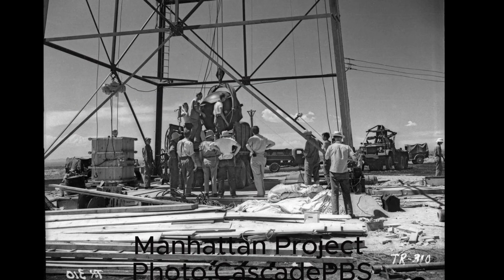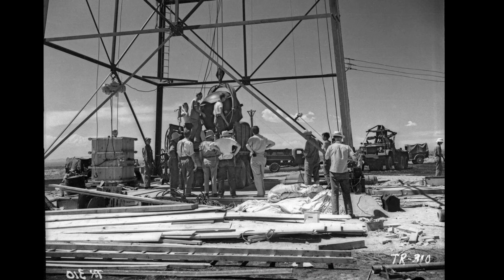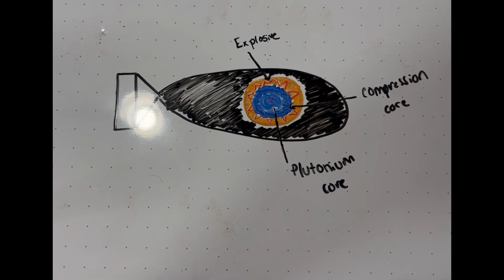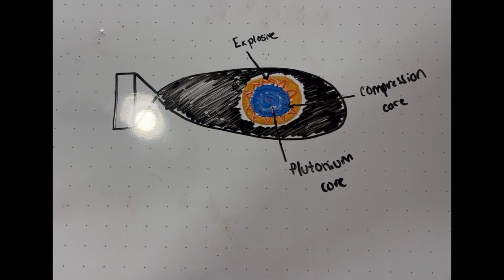We fast forward to 1945. The Manhattan Project is underway in New Mexico. This is where the first atomic bomb will be created. So let's talk about the first atomic bomb. The atomic bomb would be the first nuclear bomb.